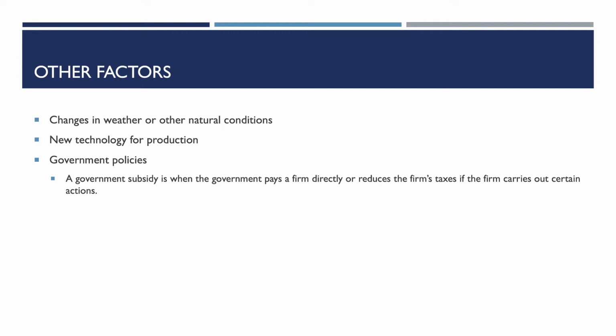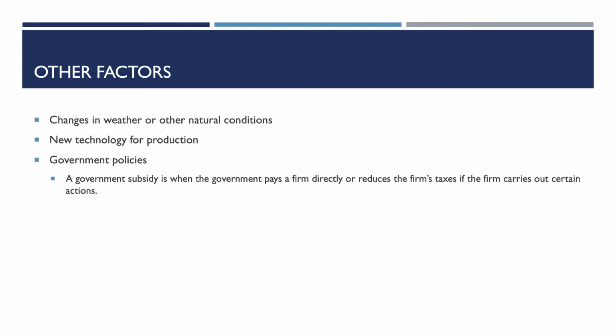Now, I just went over one of the factors. There are some other factors that do affect supply. They include changes in weather or other natural conditions, new technology for production, and government policy. A government subsidy is when the government pays a firm directly or reduces the firm's taxes if the firm carries out certain actions. Sometimes this can be looked at like a government contract.